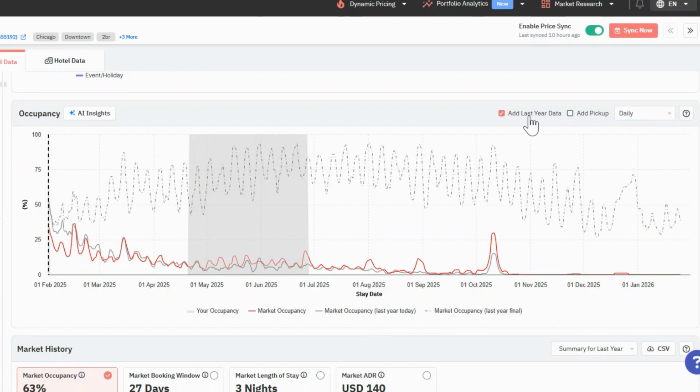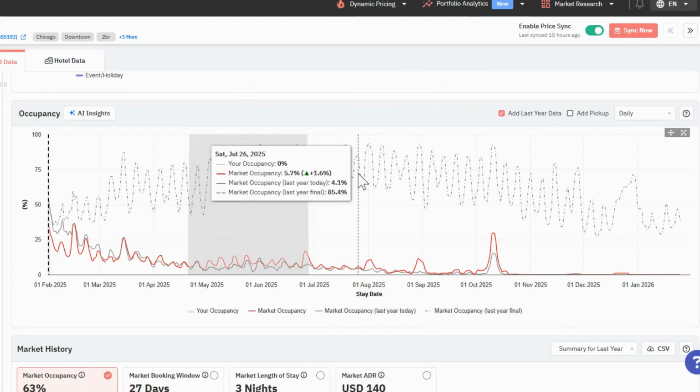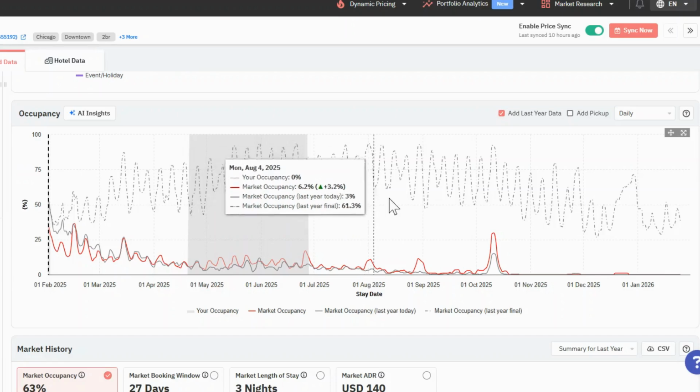We also have the Add Last Year Data option. Upon activating it, a dotted gray line appears, representing the final market occupancy for this date as of last year. For example, on July 27, 2024, the market ended at 72% occupancy.